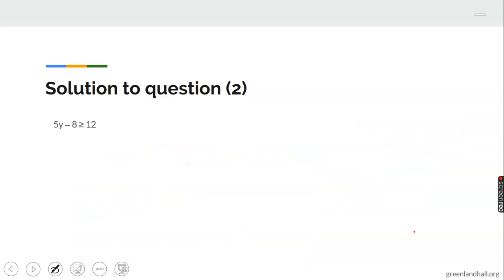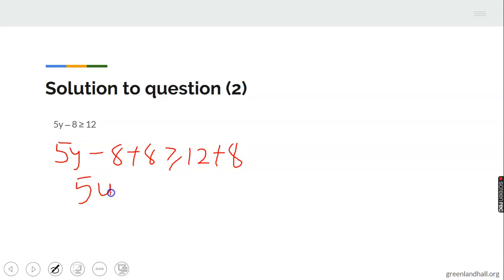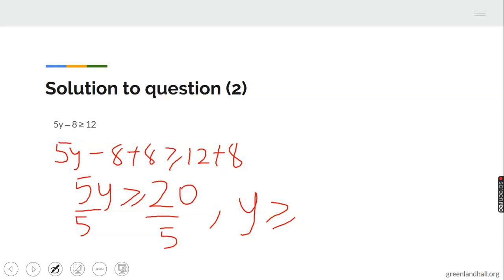For question 2, we have 5y minus 8 greater or equals 12. So what do you do? You add 8 to both sides. That will be 5y minus 8 plus 8 greater or equals 12 plus 8. And this will give us 5y minus 8 plus 8 will give us 0. And this will be 20. 12 plus 8 is 20. So you divide both sides by 5. By 5, you have y is greater or equals 4. That is on question 2.